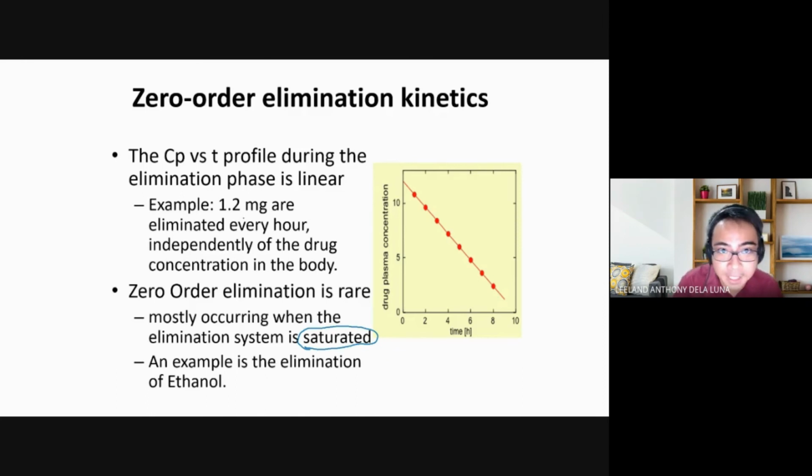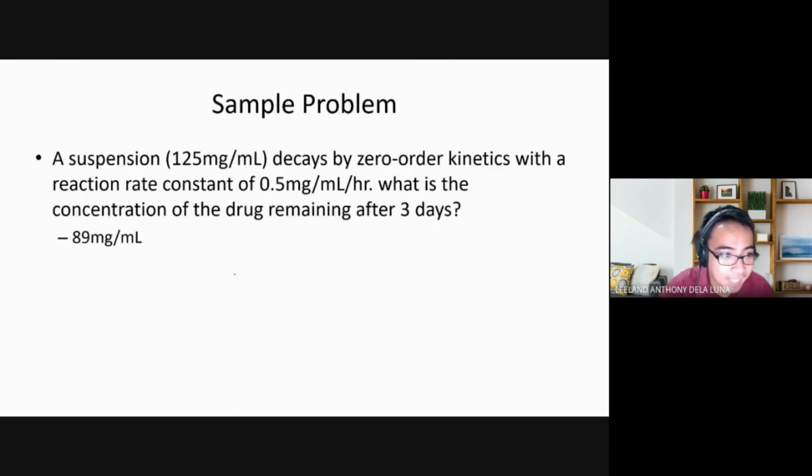So, for drugs that follow this, once a drug starts to undergo zero-order process, the drug will be eliminated every hour independent of the concentration in the body. So, this means its rate of elimination remains constant all throughout, regardless of the concentration in the body. So, let's try this one, class. A suspension, 125 milligrams per ml, decays by zero-order kinetics with a reaction rate of 0.5 milligram per ml per hour. What is the concentration of the drug remaining after 3 days? So, class, the answer should be 89 milligrams here.